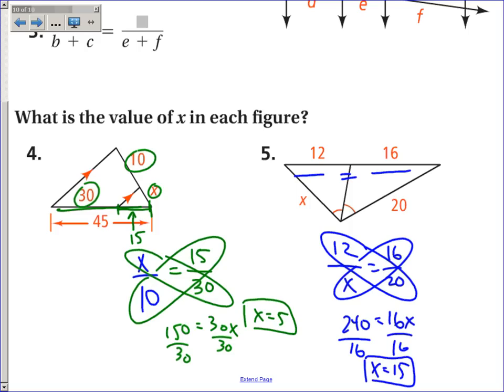Okay, that wraps up the ideas of proportions in triangles using the Side-Splitter Theorem and the angle bisector theorem and those ideas.